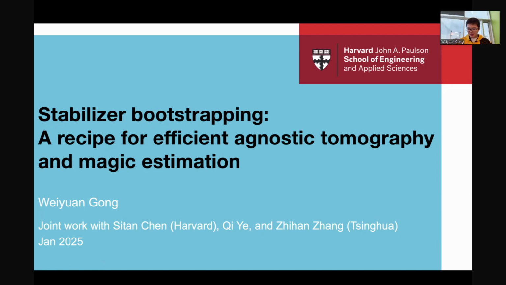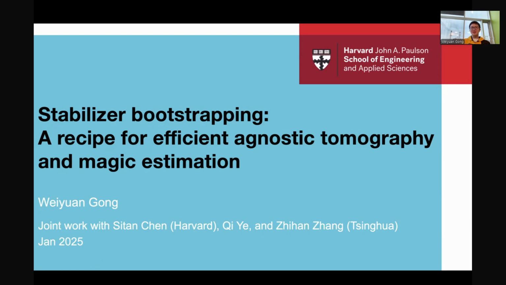So the talk today, as introduced, is on stabilizer bootstrapping, which we use as a general framework for agnostic tomography for several different classes of states, including stabilizer states, product states, discrete product states, stabilizer product states, and T-doped stabilizer states, like four classes. Because we can use this general framework to solve agnostic tomography for stabilizer states, this provides a means of magic estimation.